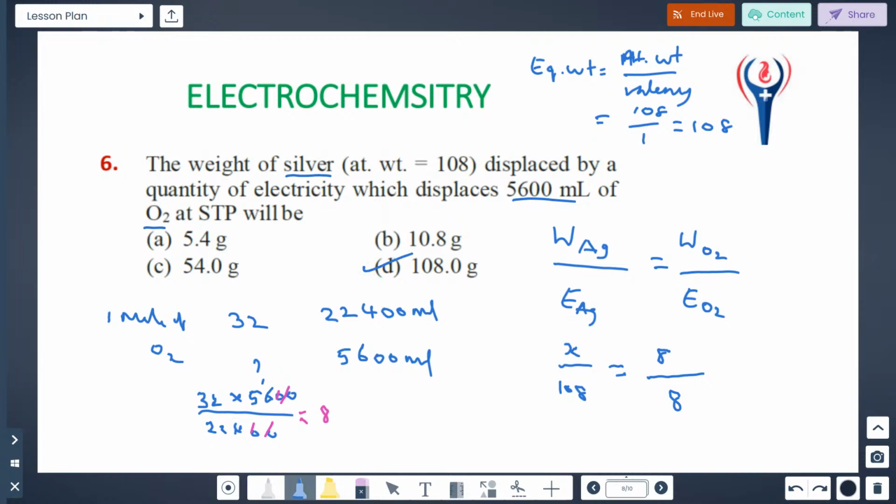Are you following? This part only is tough. They didn't give any weight of oxygen, so we have to find it. Then you must know the equivalent weight of oxygen, which they also didn't give. We must know, then only can we solve the sum. Understood? Therefore you simplify, X is equal to 108. Understood?